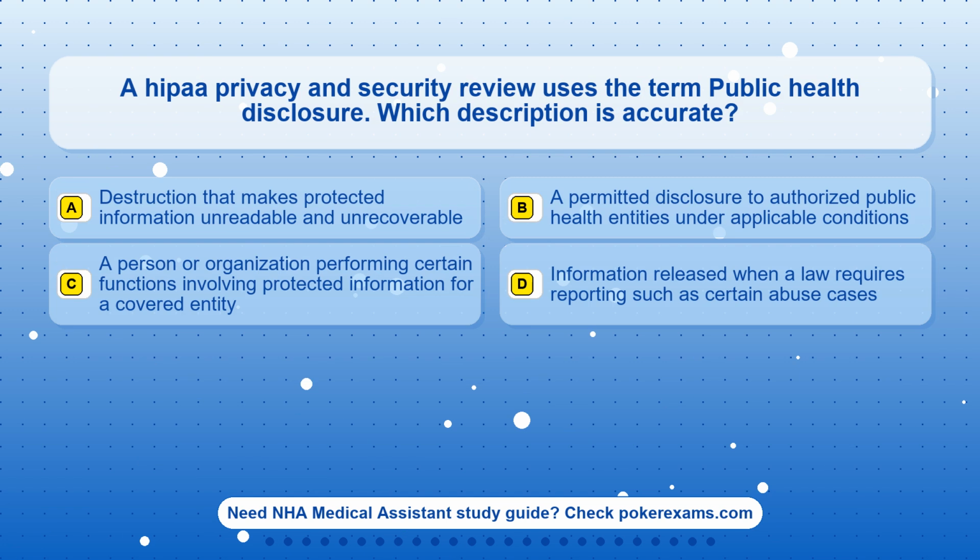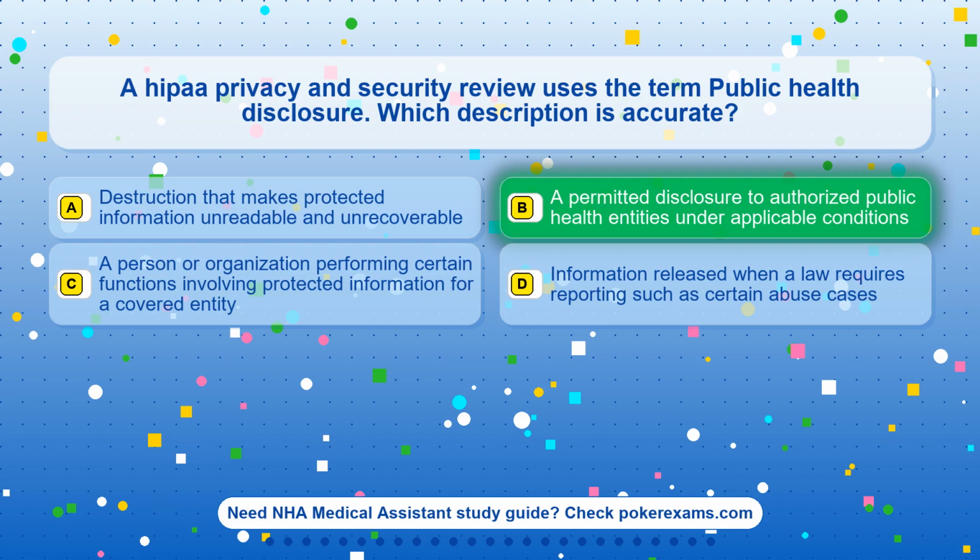Question 18. A HIPAA Privacy and Security Review uses the term public health disclosure. Which description is accurate? Option A, destruction that makes protected information unreadable and unrecoverable. Option B, a permitted disclosure to authorized public health entities under applicable conditions. Option C, a person or organization performing certain functions involving protected information for a covered entity. Option D, information released when a law requires reporting such as certain abuse cases.